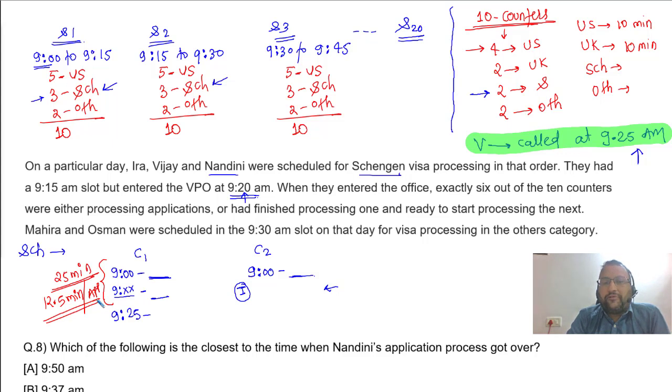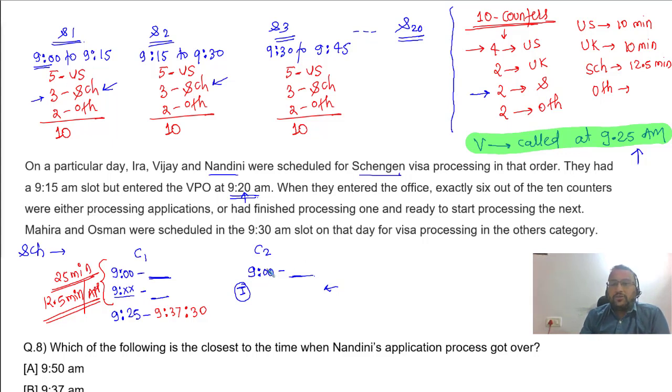So from this, what we can conclude over here, the time taken for a Schengen application is 12.5 minutes. It means the application of Vijay will start at 9:25 and it will end at 9 hours 37 minutes 30 seconds. Now, what is the question? Which of the following is the closest time when Nandini's application process will get over?